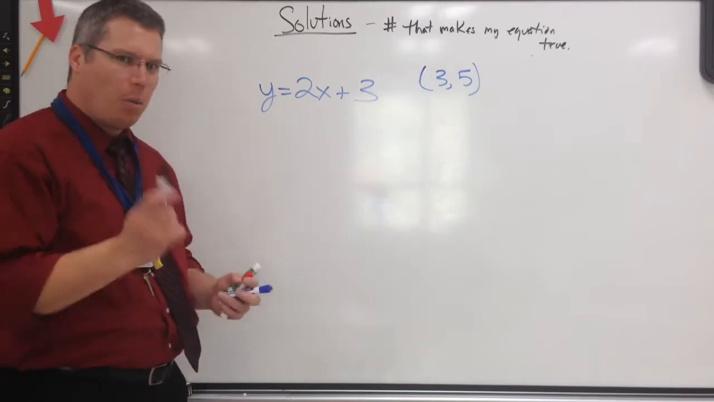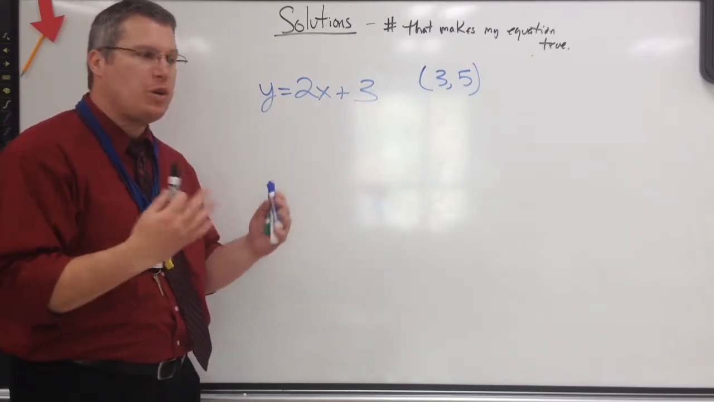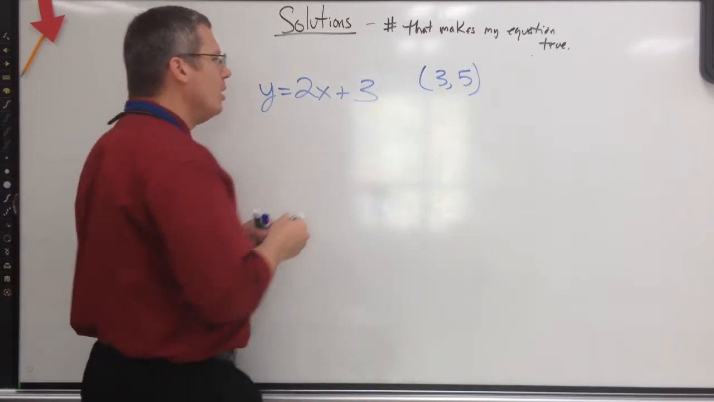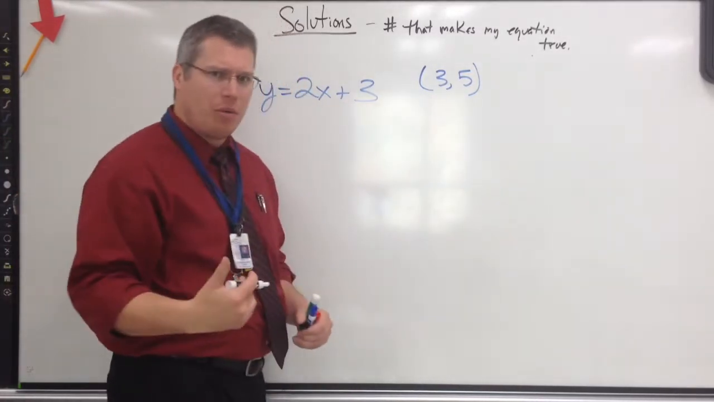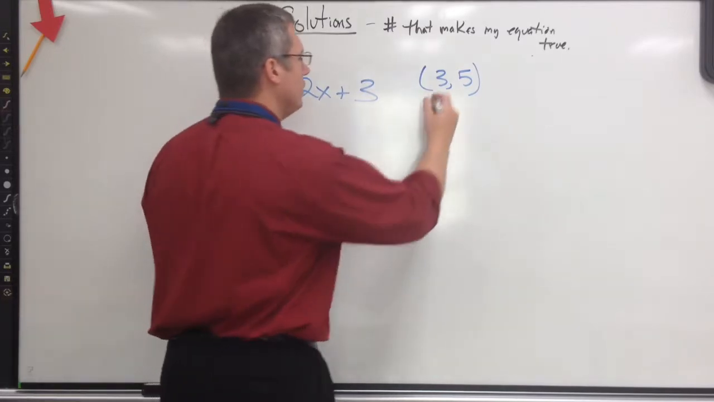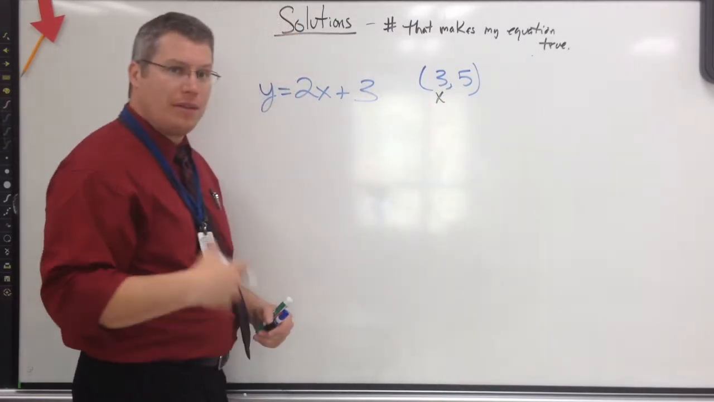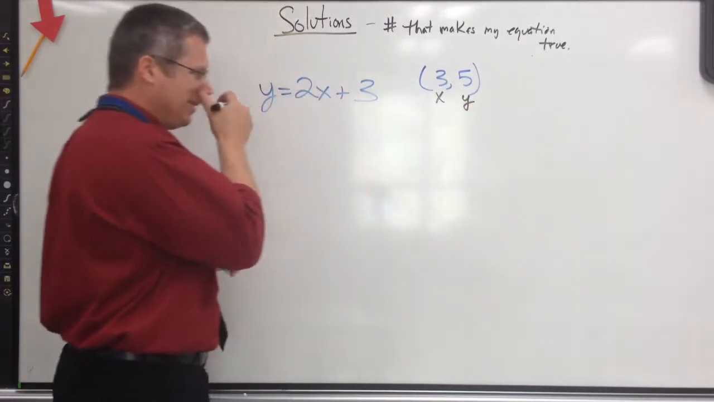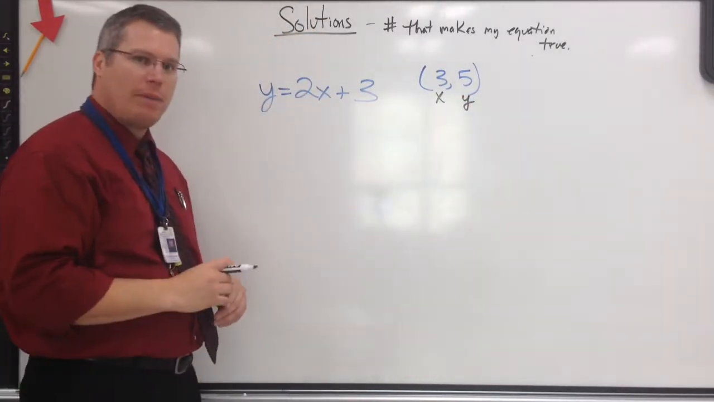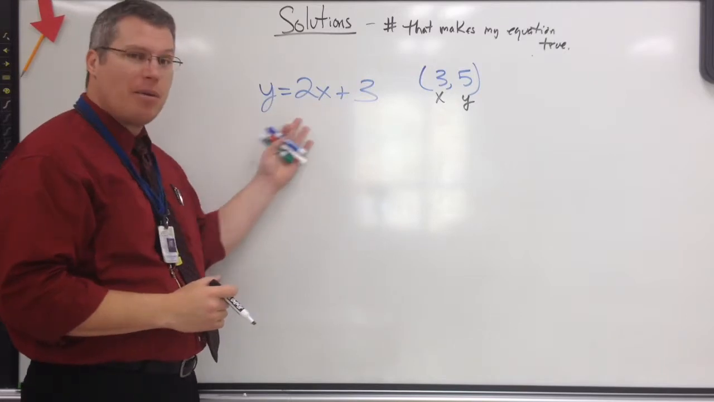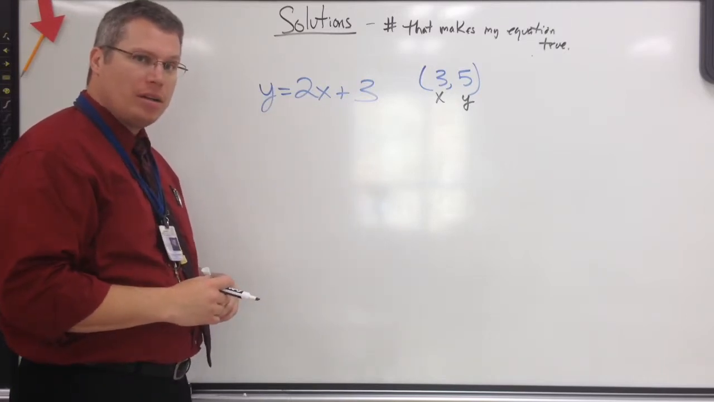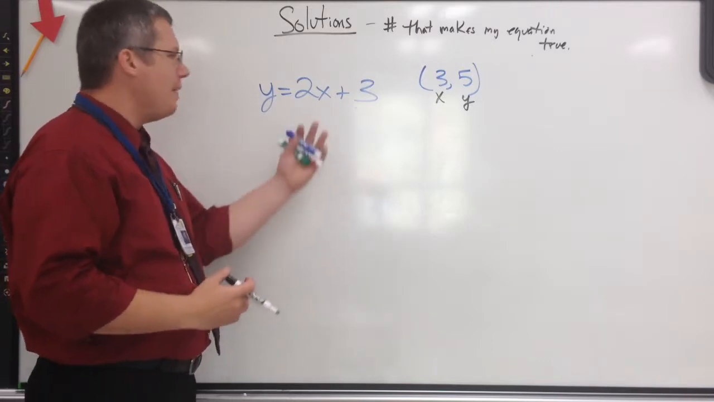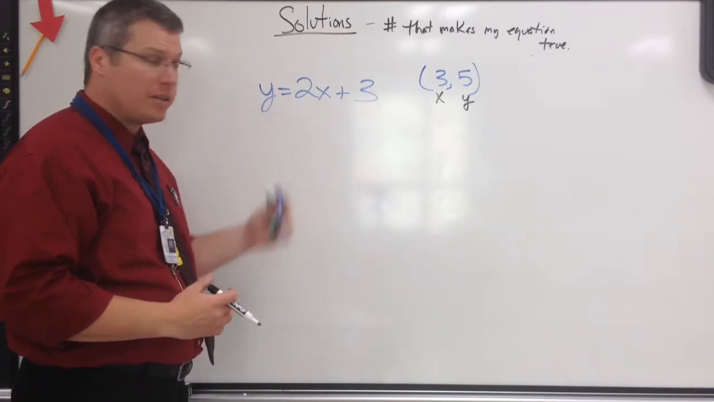I want you to think about when you graph ordered pairs, what are you actually graphing? What do the numbers actually stand for? The 3 stands for which axis? That's my x-axis. The 5 stands for which axis? That's my y-axis. That's why I wrote an ordered pair, because I need an x number and a y number. So my question to you is, is 3, 5 a viable solution for this?